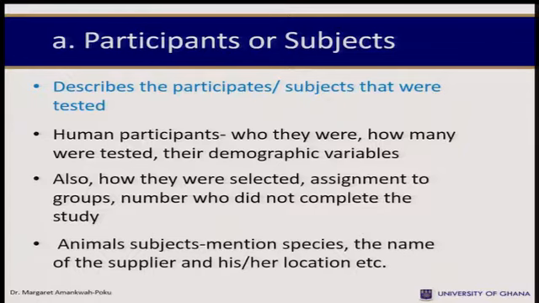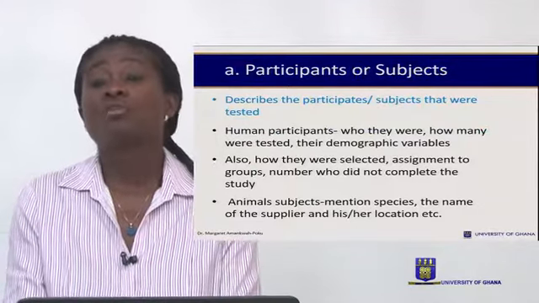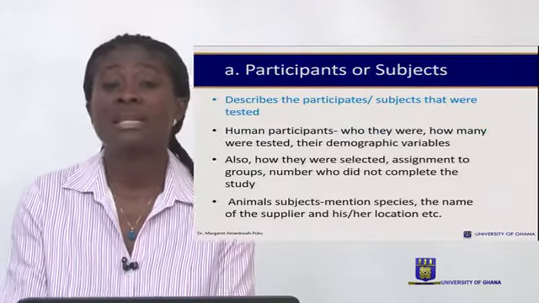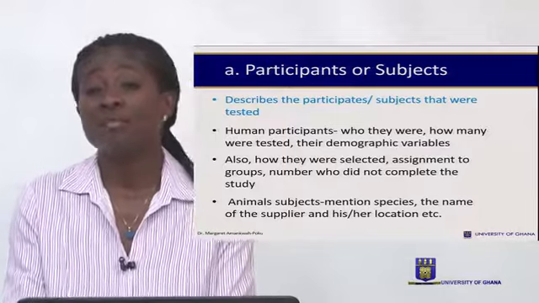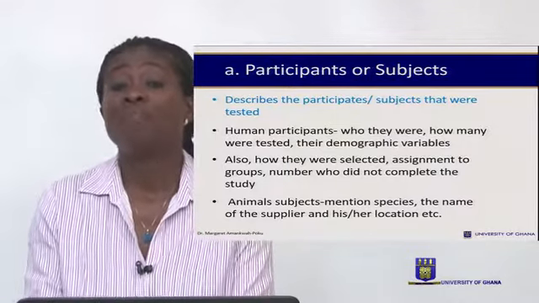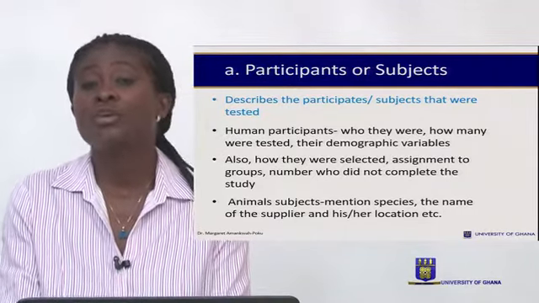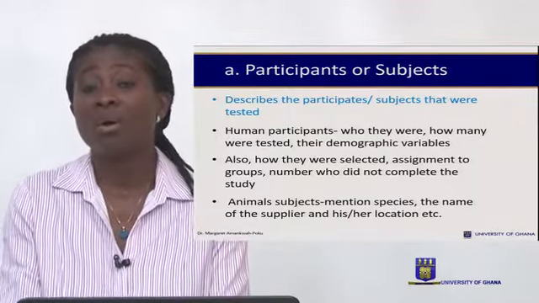So for instance, if you tested human participants, you have to say who you tested, you have to specify how many you tested, you also have to specify their demographic variables, etc. You also have to say how you selected these participants. And if any of them dropped out of the study, you need to say that, for instance, you started with 100 of them, but only 65 completed, etc. On the other hand, if you are testing animal subjects, you have to mention which species you are testing, you have to name the supplier that you got the animals from, you have to name the location, among others.